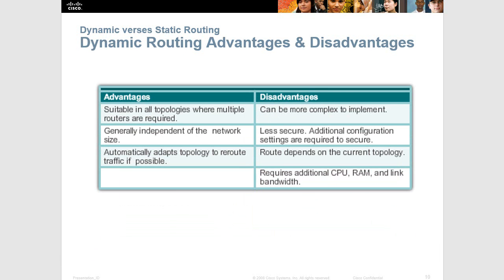And we have dynamic routing advantages and disadvantages. I mentioned last chapter that you want to know the advantages and disadvantages of static. Same thing here. Those are test questions. So your advantages: all topologies where multiple routers are required. Okay, for dynamic, independent of the network size, automatically adapts topology to reroute traffic as possible.